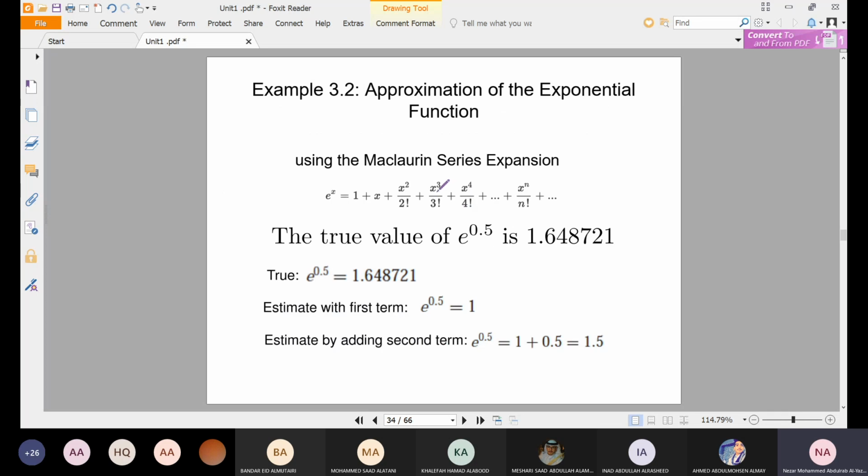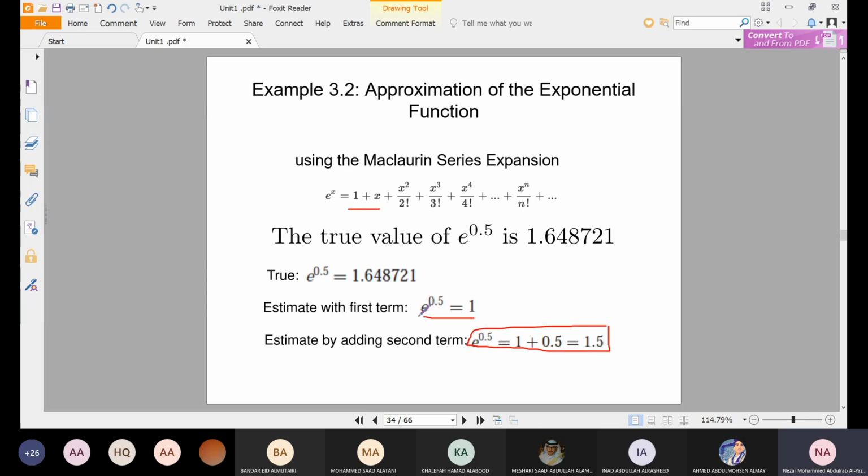Let's see this one. This is the true value. So this is the first estimation. If we add another term, the second step, this is the first step. If I add another term, that means I use two terms now instead of one term. So I have the first one, 1 plus 0.5. This 0.5 is because I want to estimate the value at 0.5. So the second value now is 1.5.